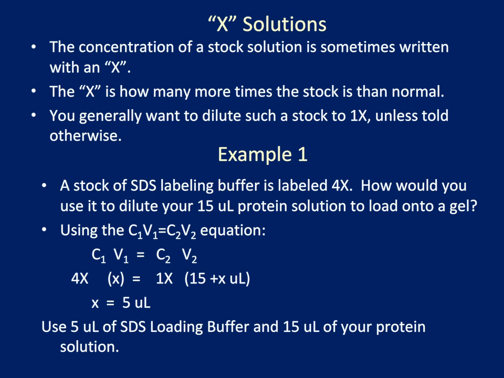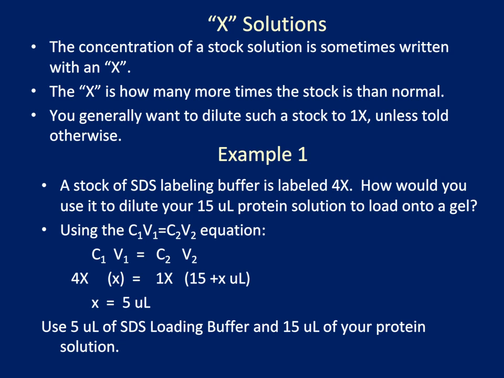Sometimes stock solutions are reported in terms of X. The X is how many more times the stock is than the working concentration. You generally want to dilute such a stock to 1X. So for example, a stock of SDS labeling buffer is labeled 4X. How would you use the stock solution to dilute your 15 microliter protein solution to load on a gel?